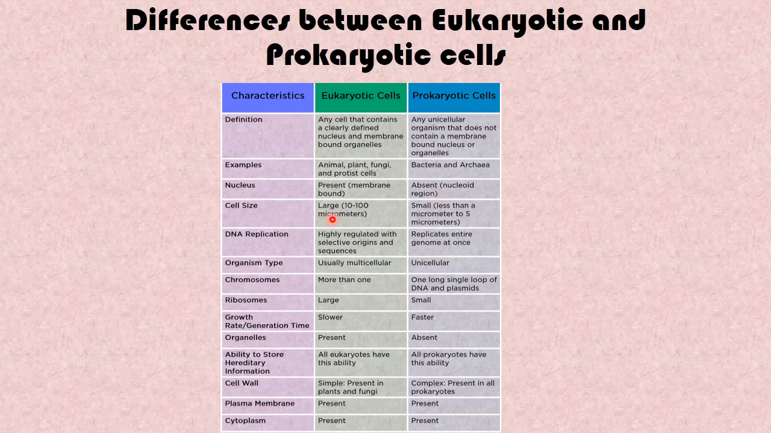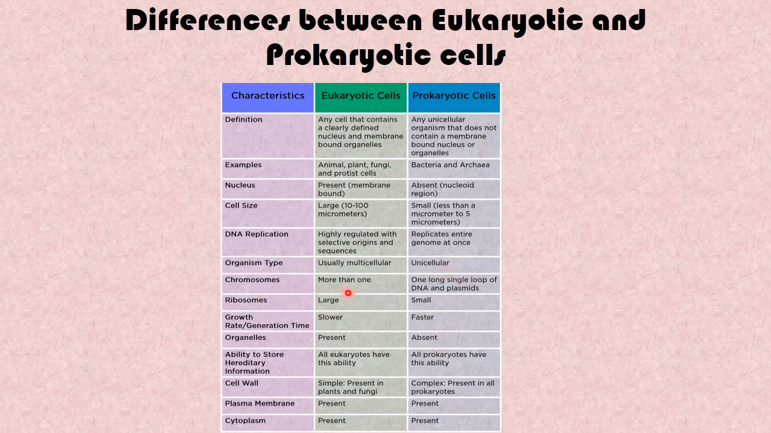Now in eukaryotic cell, their cell size is large, from 10 to 100 micrometers, while prokaryotic cells are small in size. They are less than 5 micrometers. DNA replication in eukaryotic cell is highly regulated with selective origins and sequences, whereas in prokaryotic cell it regulates the entire genome at once. The organism type: in eukaryotic cell they are usually multicellular. Prokaryotic cells are usually found in unicellular organisms.